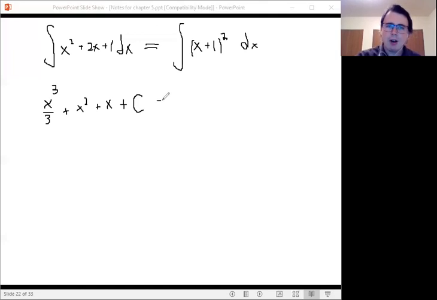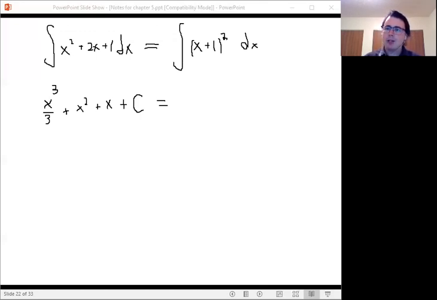But what do I get on the right side here? It looks simpler, but it's not clear to me how I would perform this indefinite integral, or how I would calculate this antiderivative. Remember, those words actually mean the same thing.